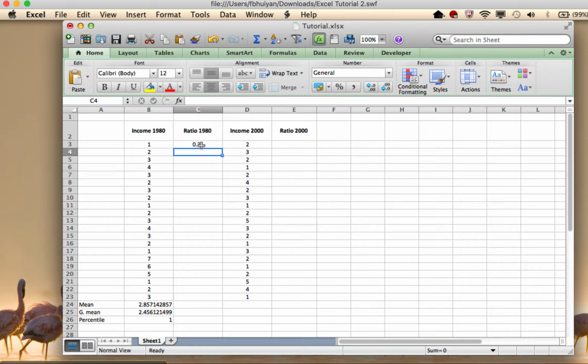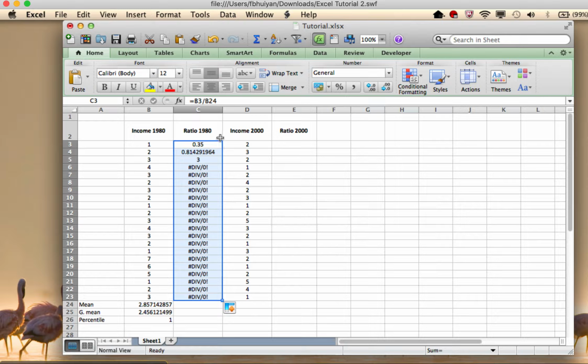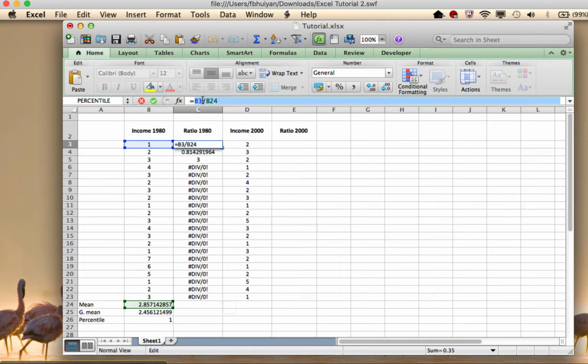So that's 0.35, that's good. Now, if I pull this down, and that's one of the nice features of Excel, it will calculate it all the way. But notice what happened. Something funky happened. Let's look at the very first one. The formula is B3 divided by B24. Notice if I highlight it, it shows me the cell. So it took this number and divided it by that.